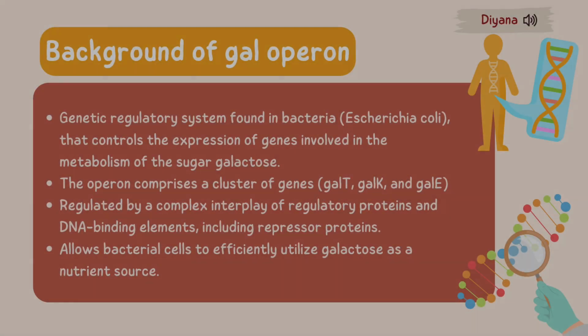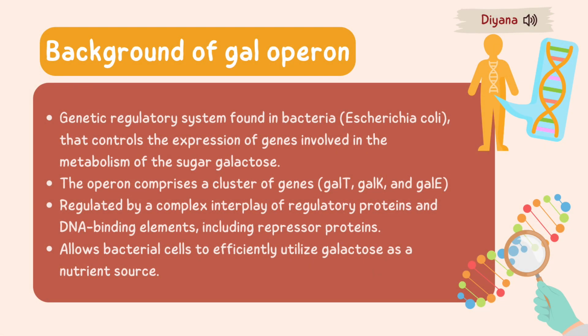Here is the background of the operon. The operon is a genetic regulatory system found in bacteria, such as E. coli, that controls the expression of genes involved in the metabolism of the sugar galactose. The operon comprises a cluster of genes which encode the enzymes necessary for the conversion and utilization of galactose through an amphibolic metabolic pathway. The expression of these genes is tightly regulated by a complex interplay of regulatory proteins and DNA binding elements, including repressor proteins.